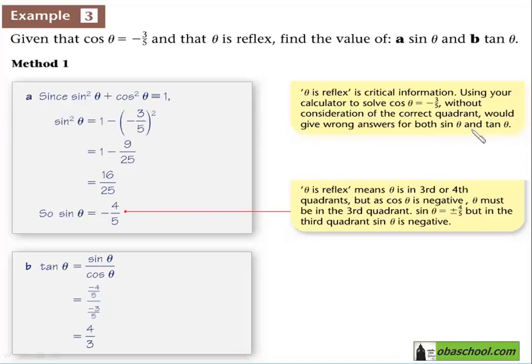Because here the angle is not acute, it is reflexive. Theta is reflex means theta is in the third or fourth quadrants, so between 180 and 360 degrees. But as cosine theta is negative, theta must be in the third quadrant. Sine theta is either plus 4 over 5 or minus 4 over 5. But in the third quadrant, sine theta is negative.